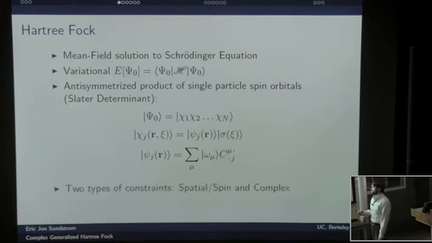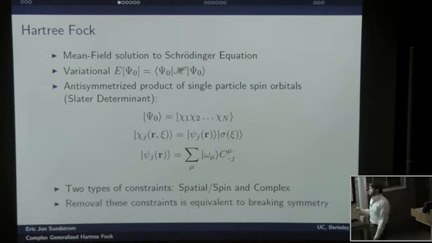And there are two types of constraints that are typically imposed in Hartree-Fock theory. The first one is a spatial slash spin one, which will make sense in a second. And the second one is to restrict the wave function to be real. And we're going to break both of these constraints today. And so removal of these constraints is actually equivalent to breaking symmetry.